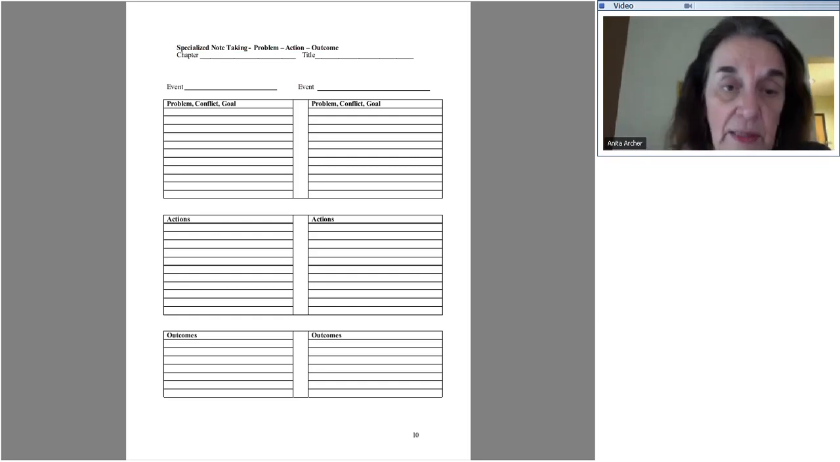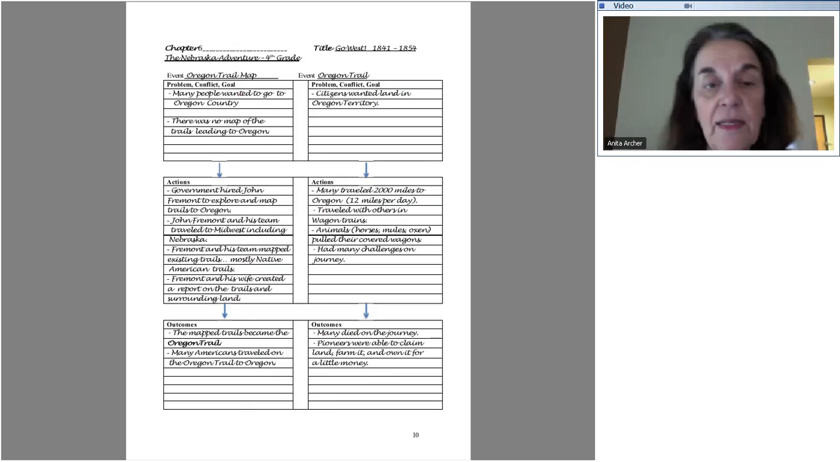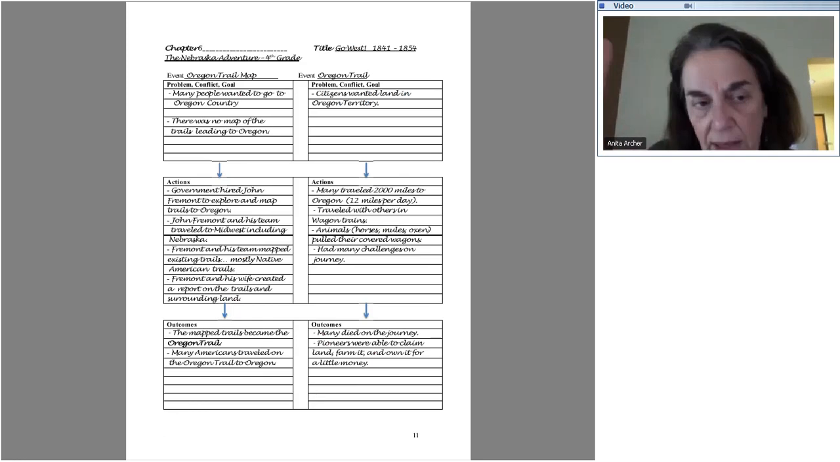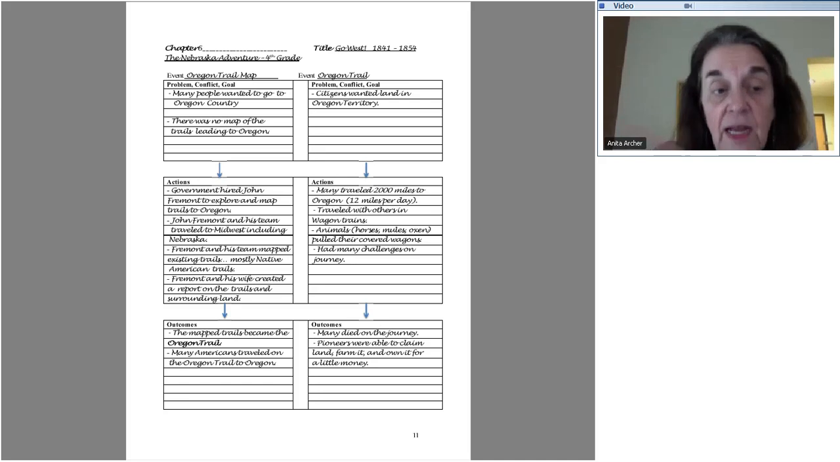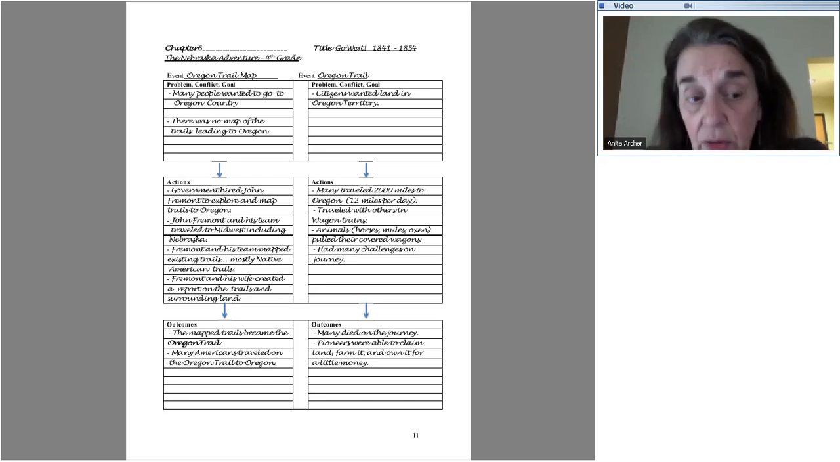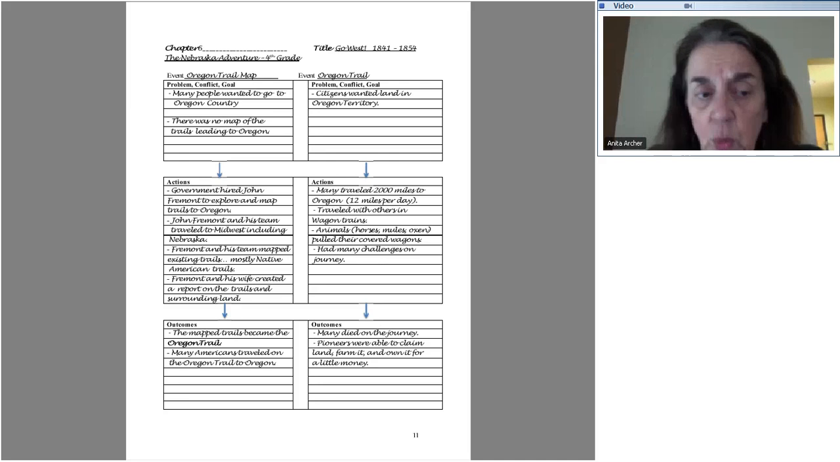So the chapter that we were reading here is Go West. So all of these are related to that big concept of Go West. And the first part is talking about the fact that people wanted to go to the Oregon country. They heard that it was beautiful. They wanted land there. And so they took notes in this way. The event, Oregon Trail. Many people wanted to go there, but there was no map that would allow them to locate trails that they could follow. So what actions were taken out of that problem? Well, the government hired John Fremont.